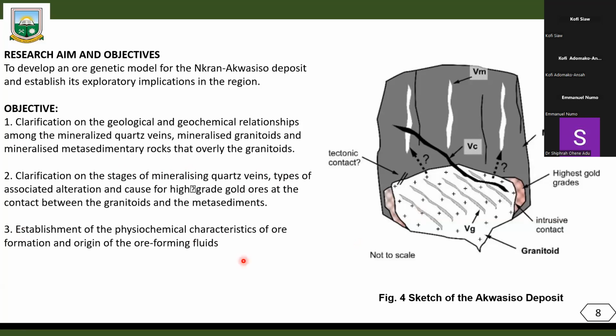So number one, to clarify the geological and geochemical relationships. Number two, to clarify the stages of mineralization, and then explain why the contact zone is of high grade. Why is the contact zone of high grade compared to the veins themselves? And then number three, establish the physicochemical characteristics of the ore-forming fluid. And mostly this is being done to understand what relationship the VM, VC, VG have.